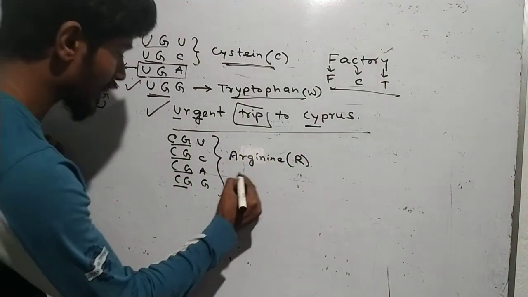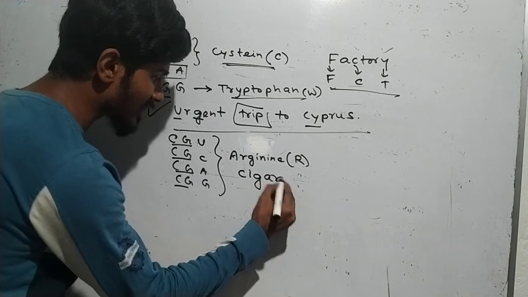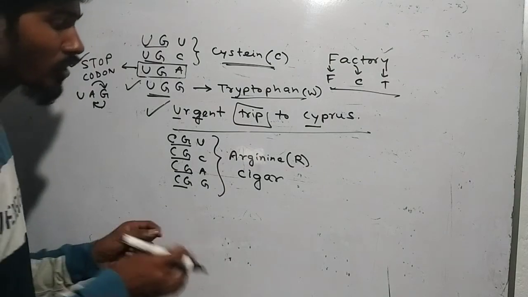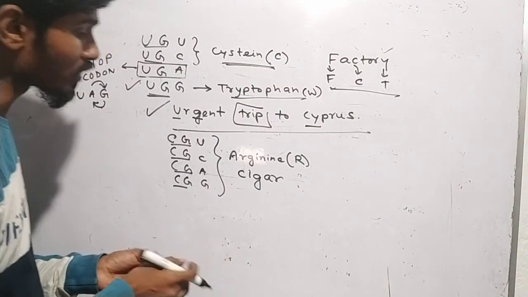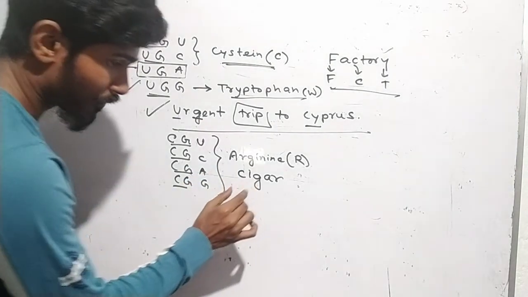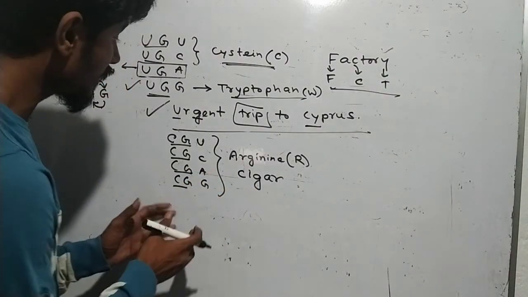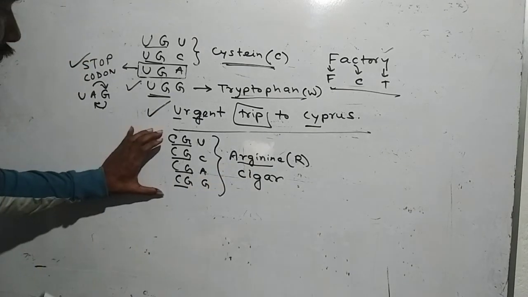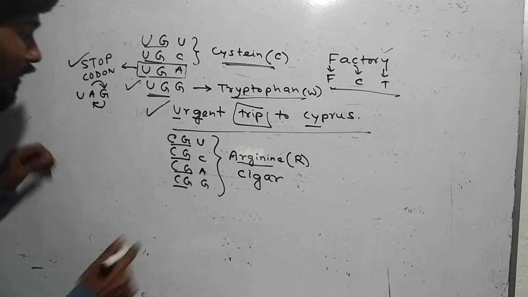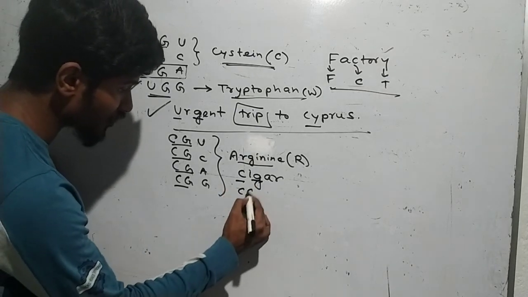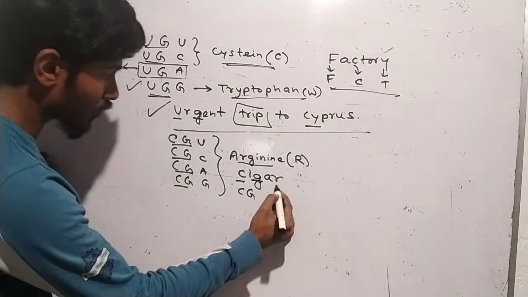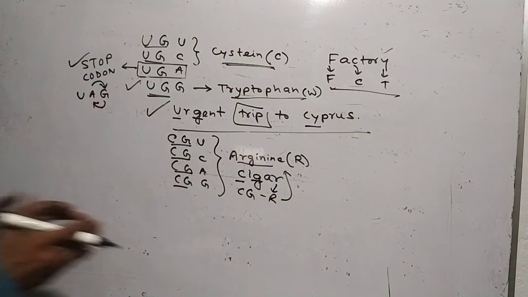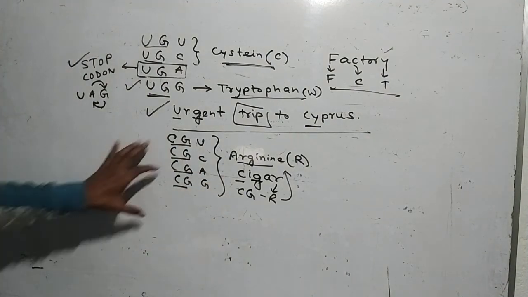So how can you remember this? Just remember a word, and that is cigar. Okay, so cigar is injurious to health and it is harmful also, but for educational purpose, we are just taking the name, because it is helping us to remember the amino acids that are encoded by these codons. So cigar, whenever you have C and G, it will always be R. R means arginine.